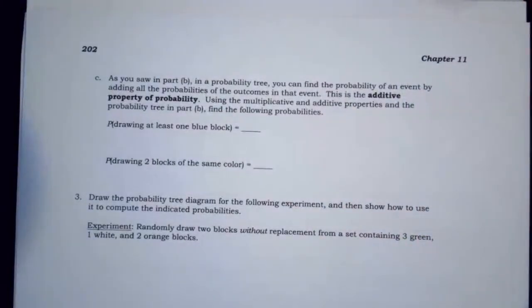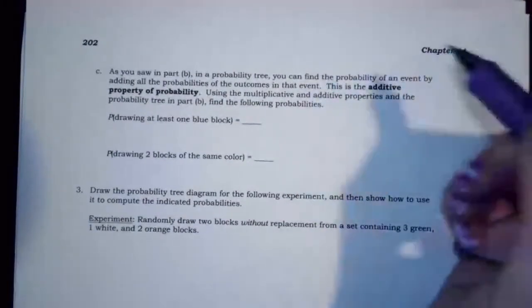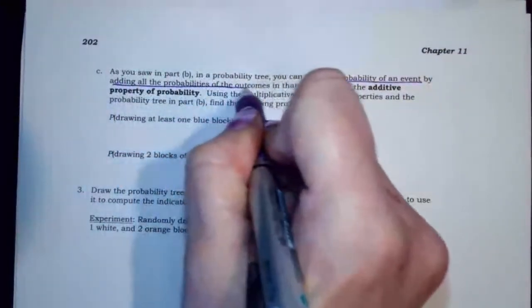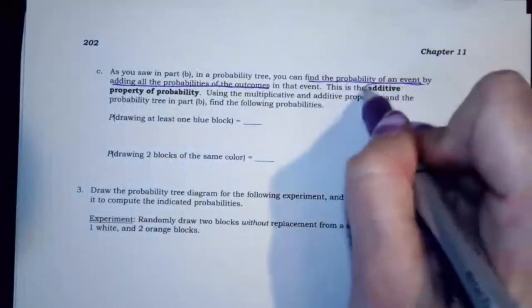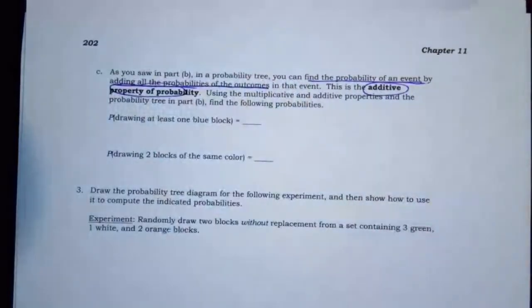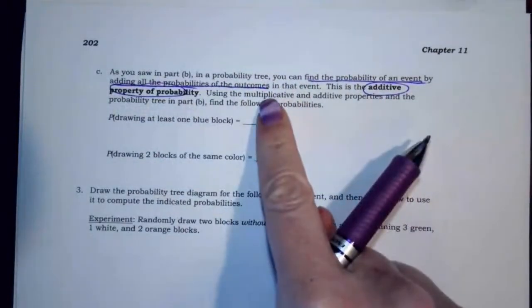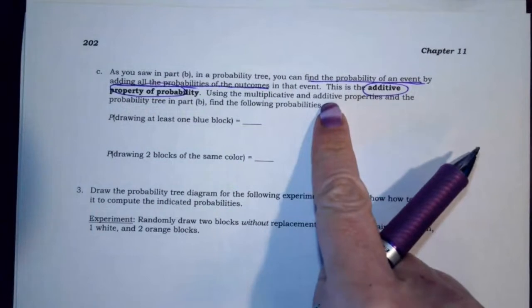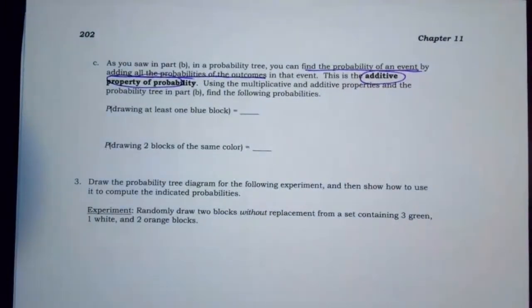If you look at the top of the next page, the probability of an event by adding all the probabilities of the outcomes is the additive property of probability. So we're going to use that multiplicative and additive property. We're going to use them both together to help us find the probabilities of different outcomes.